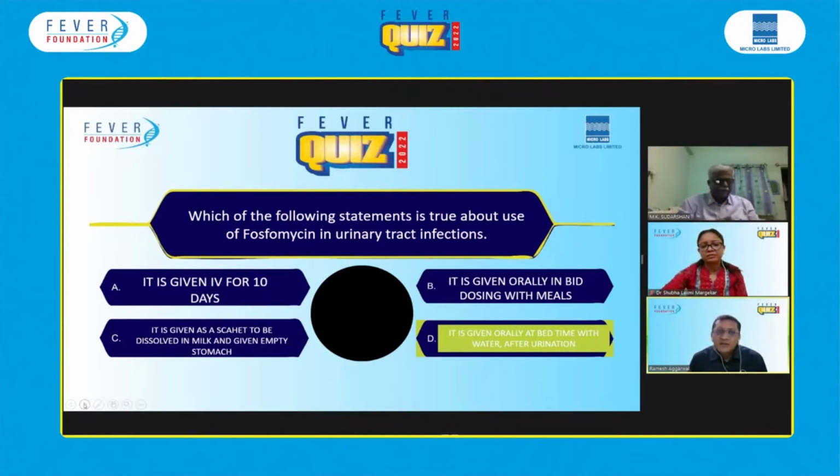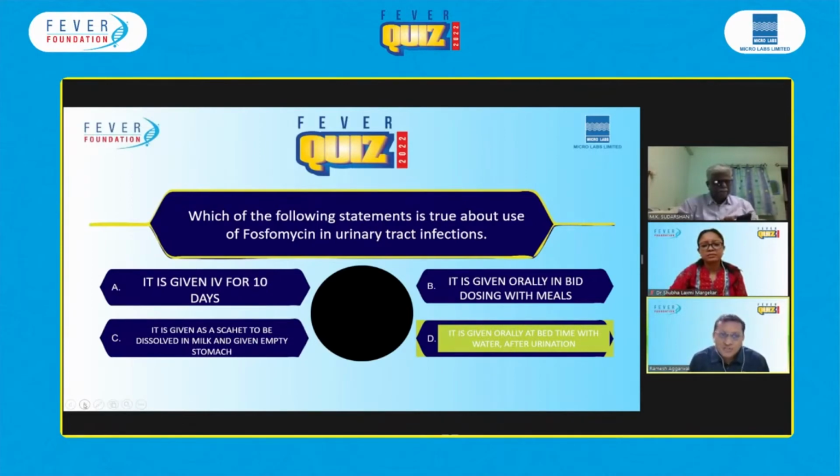But some precautions have to be taken when this drug is given: it is given at bedtime and with water. It's a sachet of granules which has to be dissolved in a glass of water, and it can then be taken by the patient at bedtime after urination. In complicated UTIs, you have to give this drug for more than 1 day. But in uncomplicated UTIs, only a single dose will be sufficient.